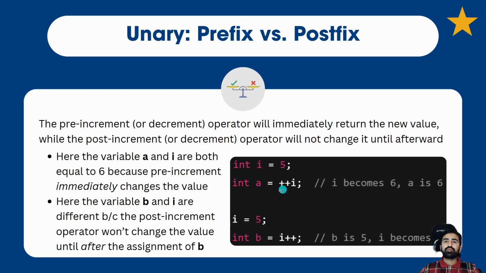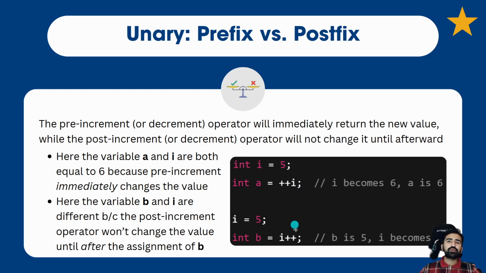So let's check it out with the pre. int i is equal to 5. So we do plus plus i. Naturally, i becomes 6. Now we put the plus plus beforehand so that a gets the new value of 6. So int a will be 6. Makes sense, right? It's exactly what we expect to happen.